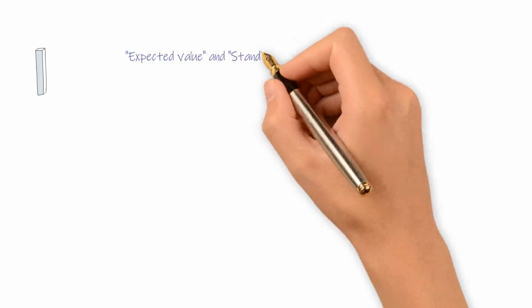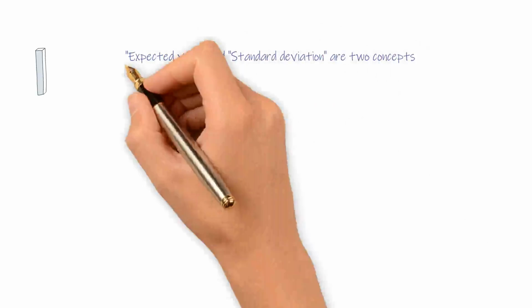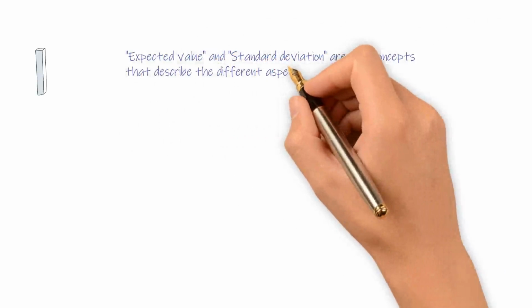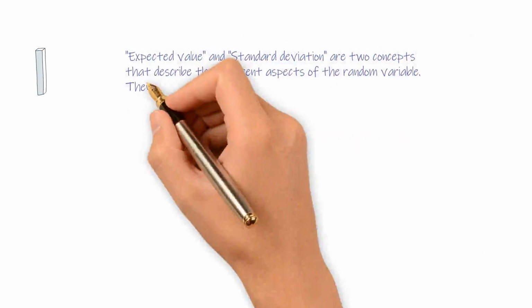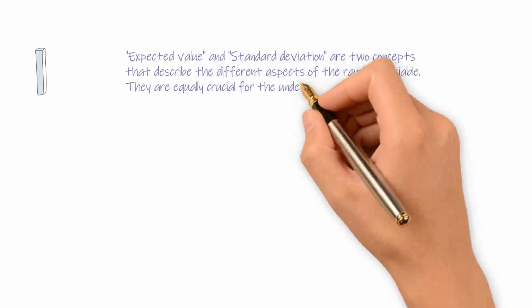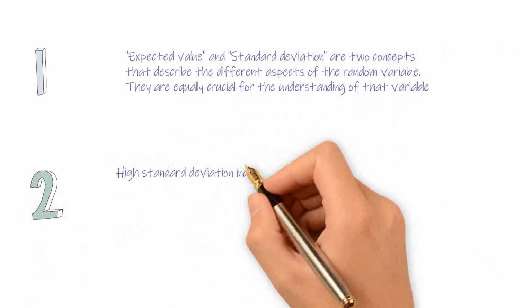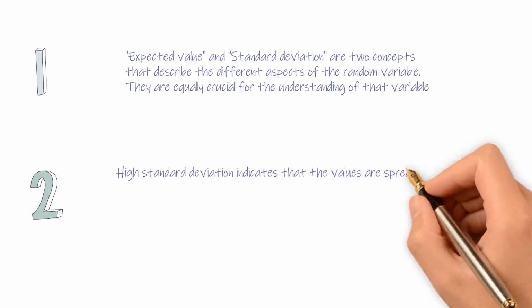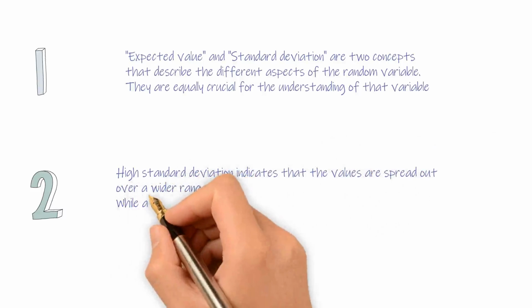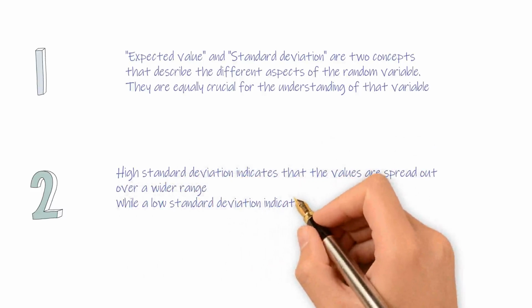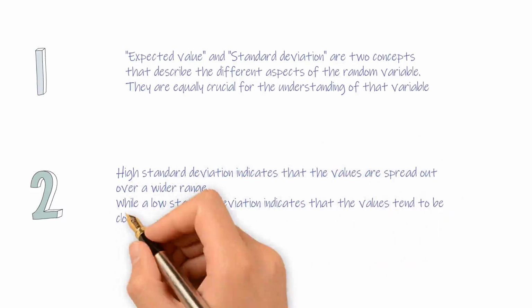Two takeaways. First, expected value and standard deviation are two concepts that describe different aspects of the random variable. They are equally crucial for the understanding of that variable. Second, a high standard deviation indicates that the values are spread out over a wider range, while a low standard deviation indicates that the values tend to be close to the expected value.